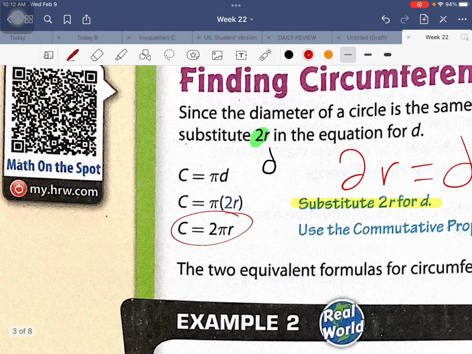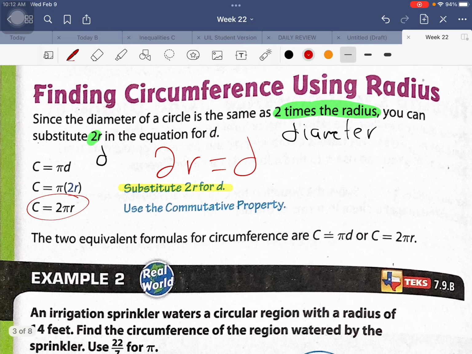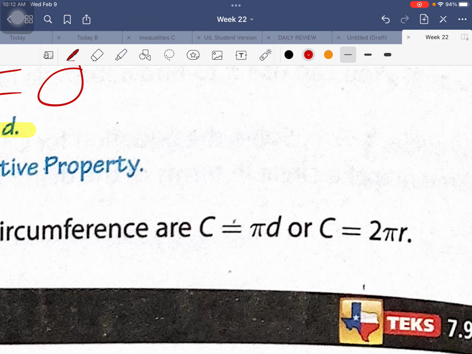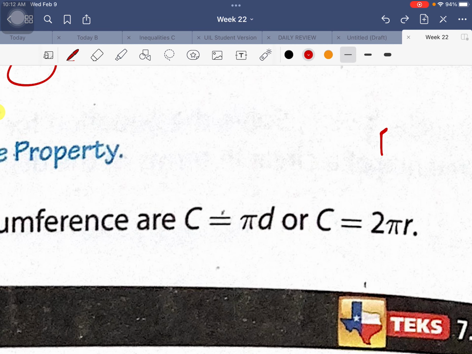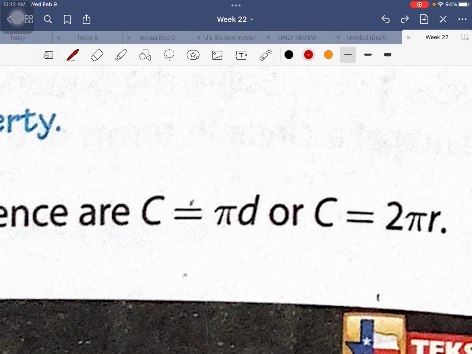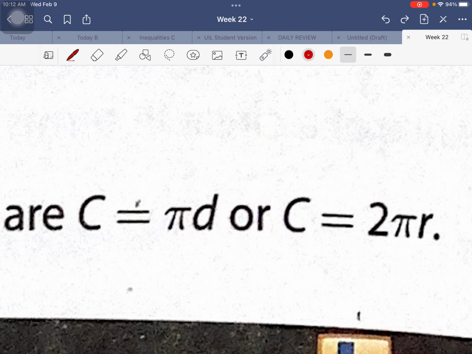2 pi r. The two equivalent formulas for circumference are C equals pi d or C equals 2 pi r. This is when they give you diameter.